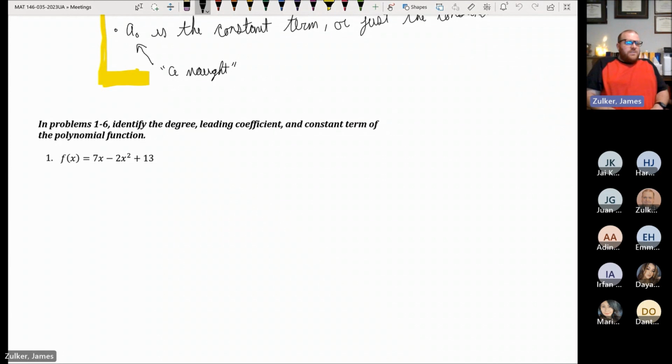So that is what we're going to do for the first 6 problems. We're going to identify degree, leading coefficient, and constant. First off, the degree. Remember, the degree is the highest power. So we look at this and ask, what is the highest power that occurs in this function? So that is our degree.